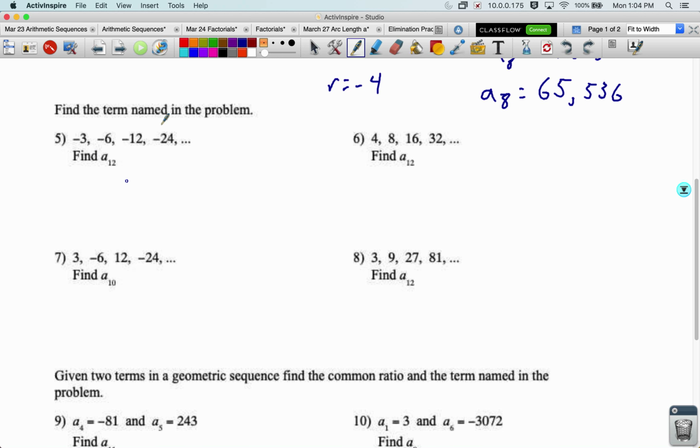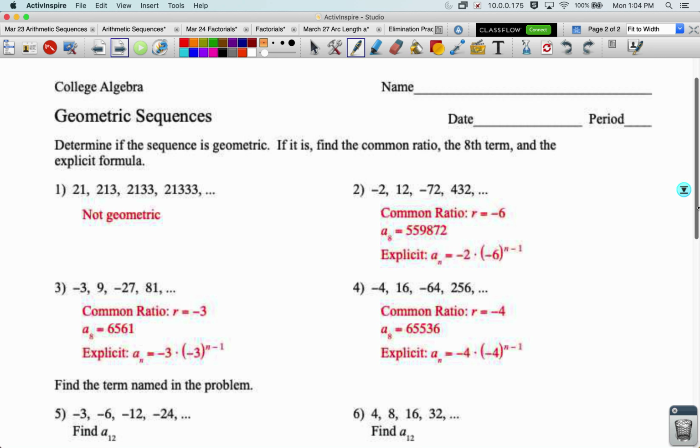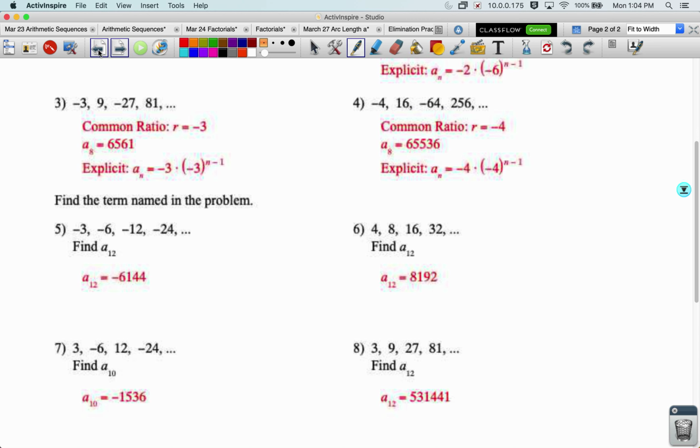All right, find the term named in the problem. Okay, so these are definitely geometric sequences. We can double check that, but I can see here the common ratio is times 2 each time. If I couldn't figure that out, I could do the division trick. Now I need to find a sub 12. So a sub 12 equals our first term times 2 raised to the 12 minus 1 power. So negative 3 times 2 to the power of 11 equals negative 6,144. And we should be checking our answers as we go.